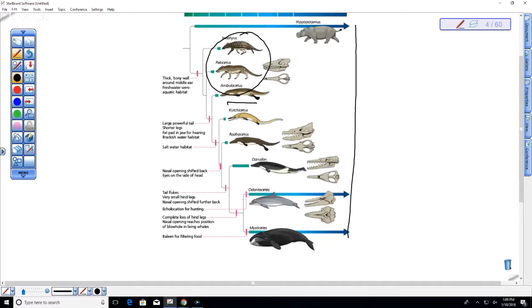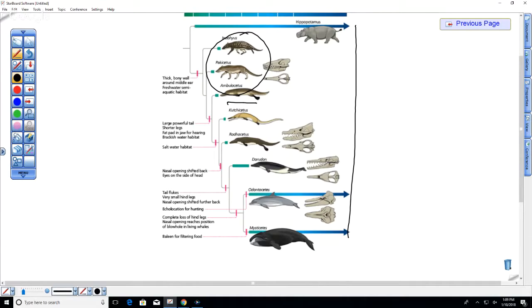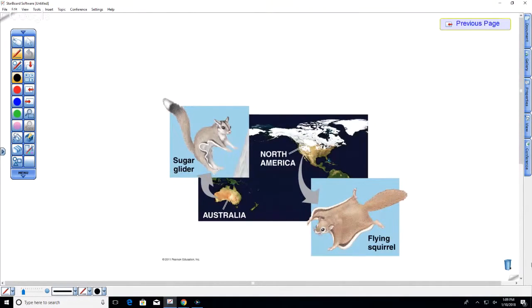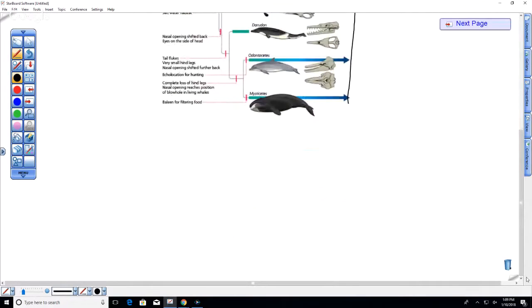That one lived in shallow seas. And then you notice that they progressively become more aquatic. So mammals evolved on land and then subsequently returned to the aquatic environment and changed over time. So we see changes over time in the fossil record. Before we go on, I want to write a couple more. Okay, so the fossil record is important.